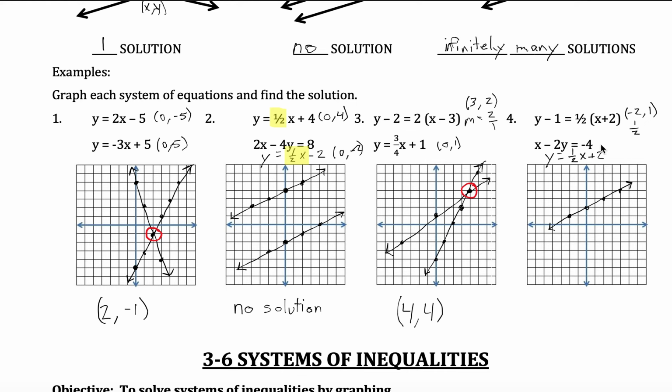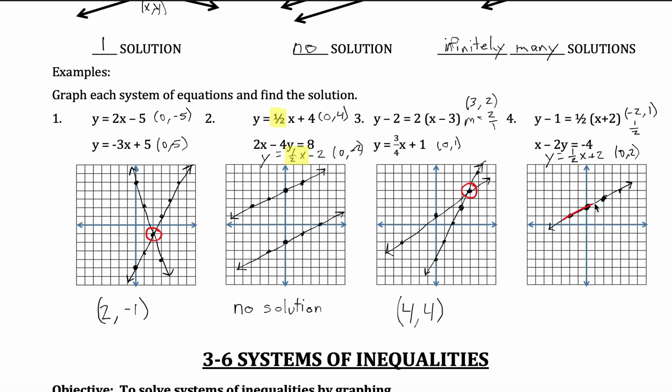So then I'm going to go ahead and plot that. So my y-intercept is going to be 0, 2. So I start at 0, go up 2. And then my slope is 1/2. So I'm going to go up 1 to the right 2. Or I could go down 1 to the right 2. And I'm going to switch colors here just so it's a little easier to see.